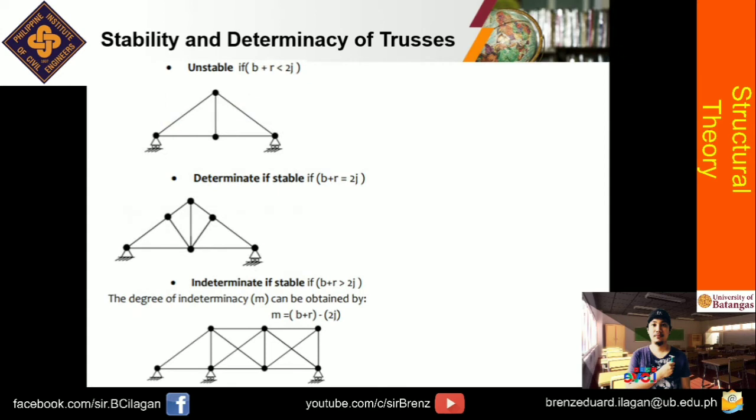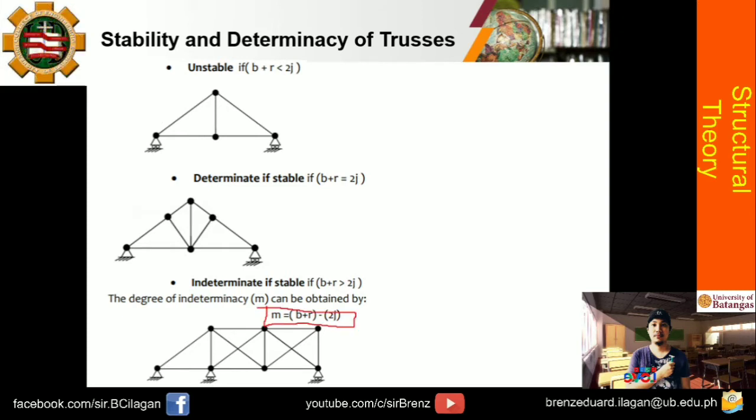So, if that is unstable, so B plus R will be less than 2J. So, if it is determinate and stable, so that should be equals lang. And that is indeterminate if, katulad din kanina, B plus R is greater than 2J. So, if you want to know the degree of the indeterminacy, isusubtract mo lang yun, or the difference of that, B plus R minus 2J. So that is the degree of indeterminacy of that truss.